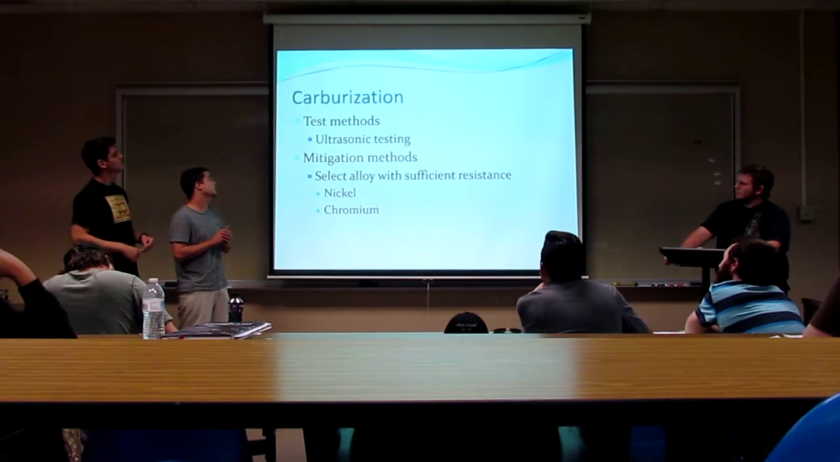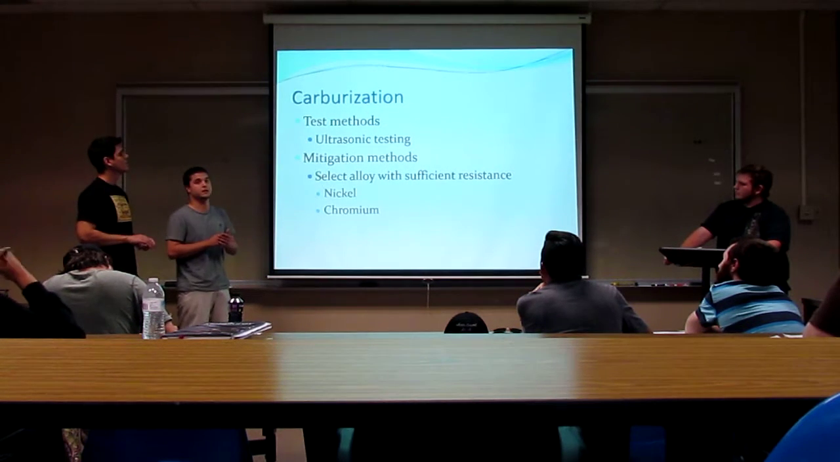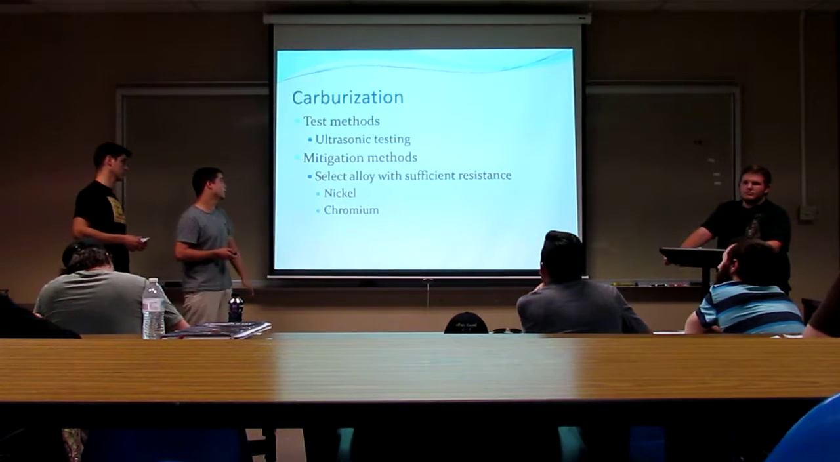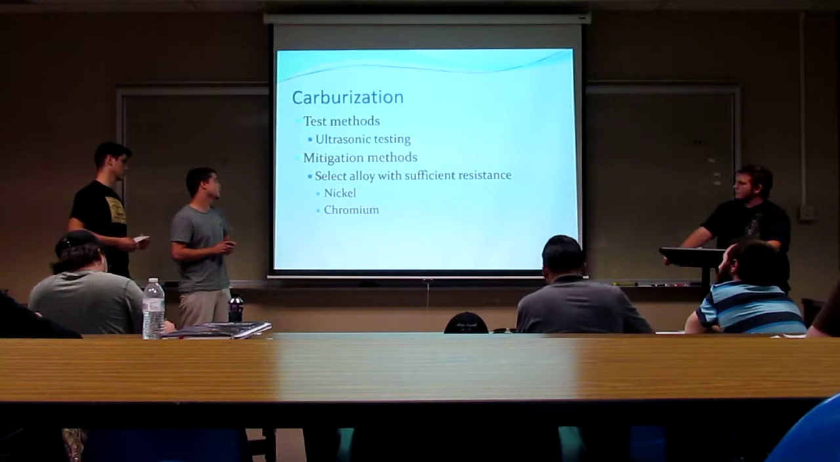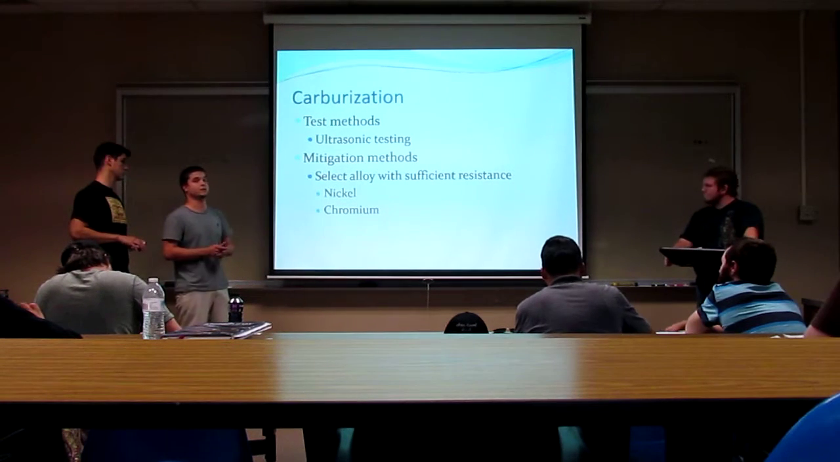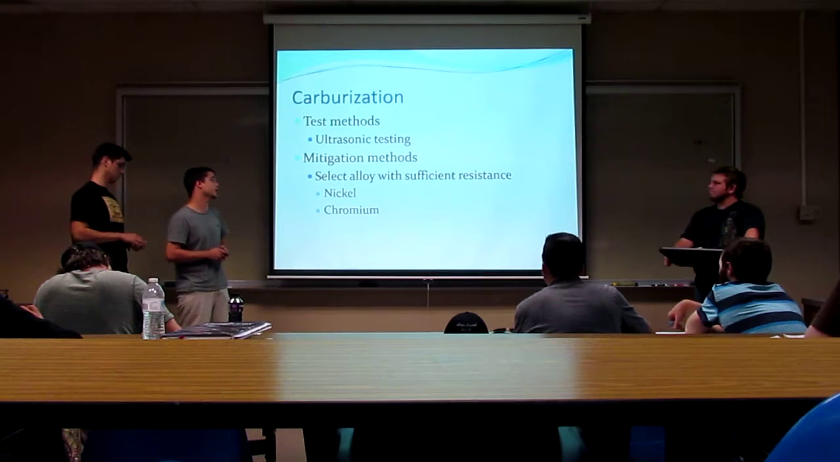Testing methods: you use ultrasonic testing, which is used to see if you have any thinning areas on the metal. Mitigation methods: select alloys with sufficient resistance, and nickel and chromium are the best for that.